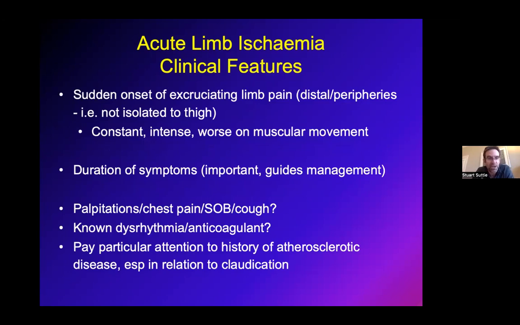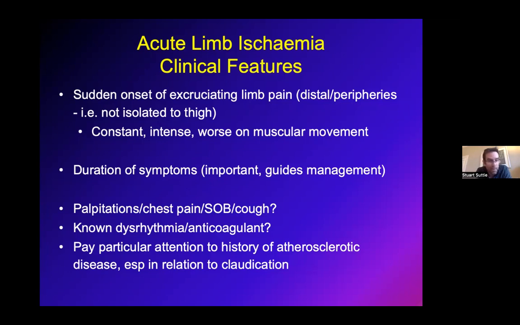So it is a sudden onset of excruciating pain. It happens in the peripheries and progresses proximally. It can be worse in muscular movement, particularly passive flexion of the foot. It's important to know the duration of the symptoms. A lot of books will quote, you've got 6 hours to fix a leg. It's not quite so clear cut. But if it's been going on for 1 to 2 days, then we know we're at the far end of the spectrum of the limb ischemia.